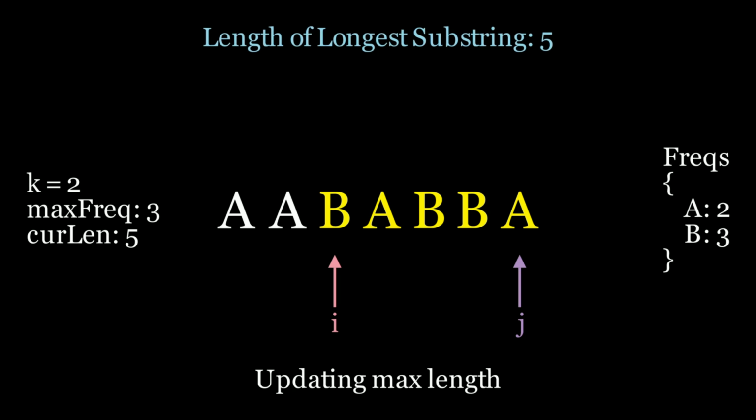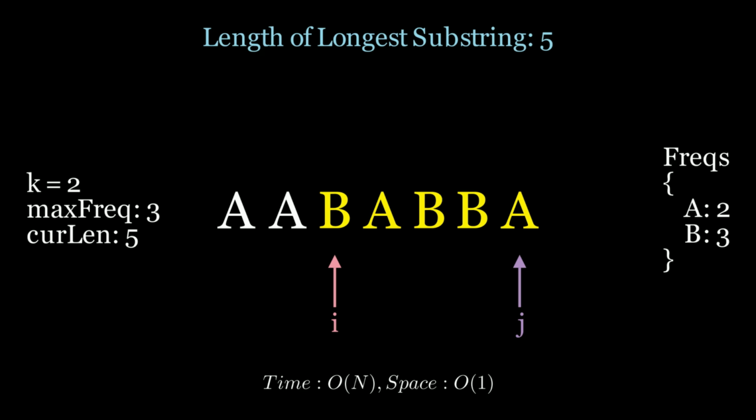The length of the longest substring is 5. It's BA or any other substring of length 5. And this algorithm runs in O of n time and O of 1 space. We only iterate through the entire array once. We just keep track of a sliding window between I and j. And for O of 1 space, we only store a frequency hash map.